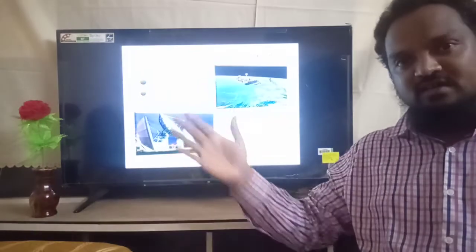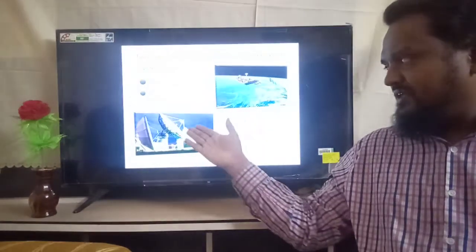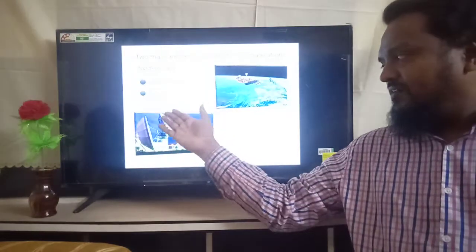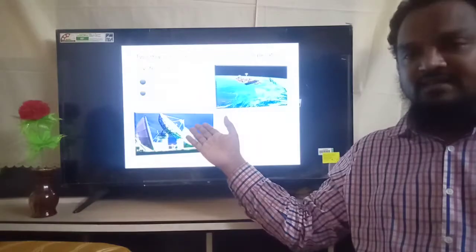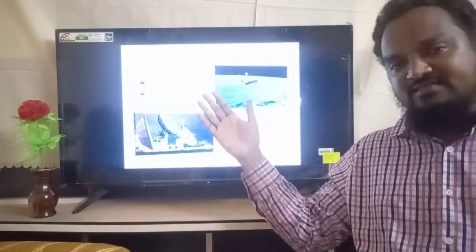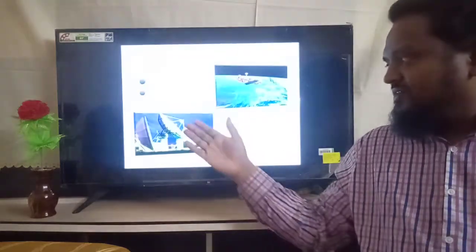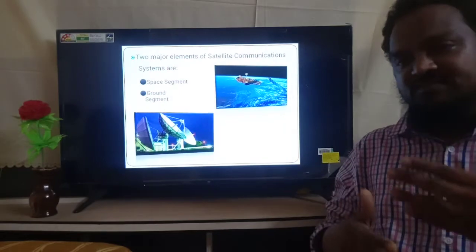It consists of the earth station, which is very big in size. It has its own antennas. Nowadays we are using dish antennas. Earlier they were used only in satellite earth stations, and they were very big in size. Nowadays we have smaller antennas. So the Earth station basically controls and tracks the satellite and receives the signal from the satellite.